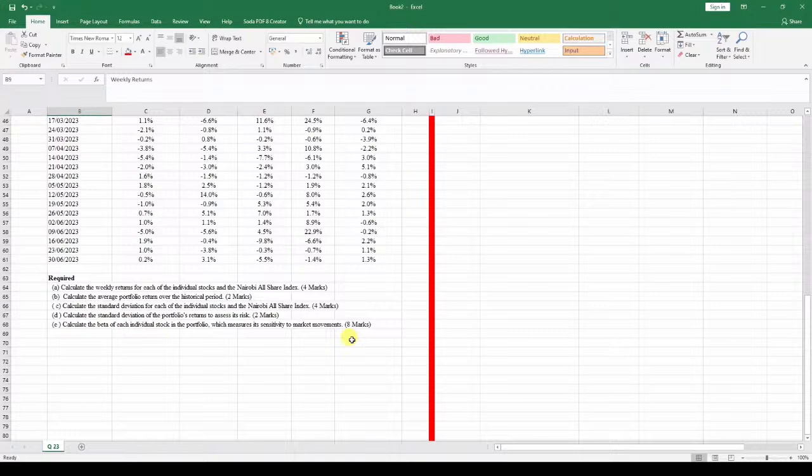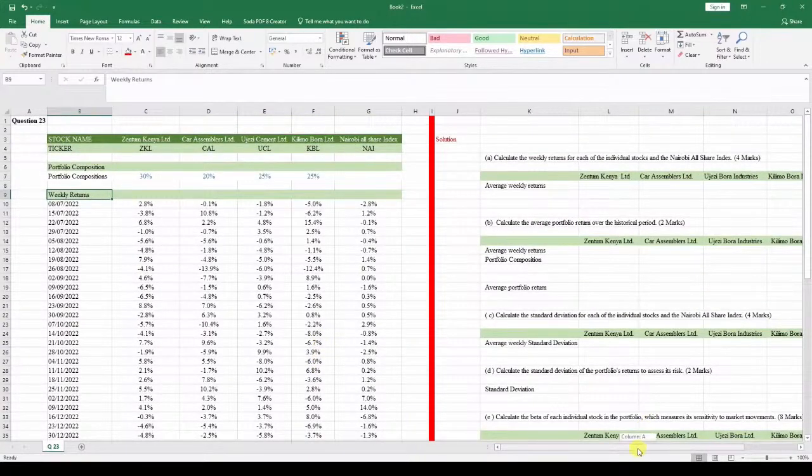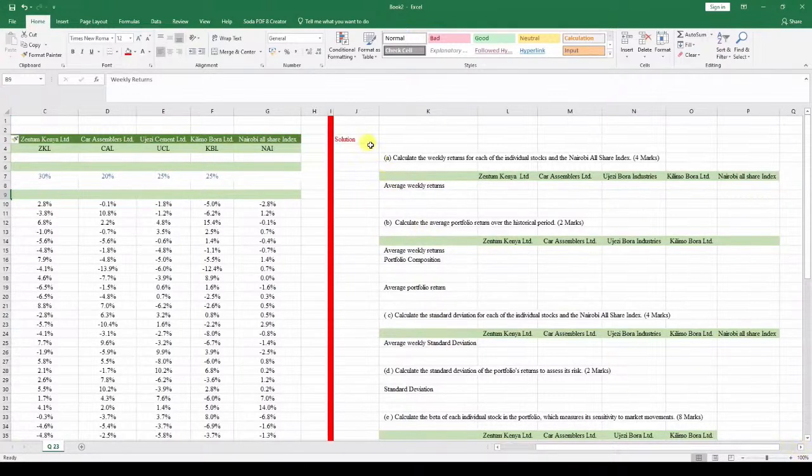And you can see these are 20 marks. This is a 20 marks question. So the way I've decided to arrange the information is to arrange it as you can see on the right of your screen over here, to calculate the weekly returns for each of the individual stocks and the Nairobi All Share Index.